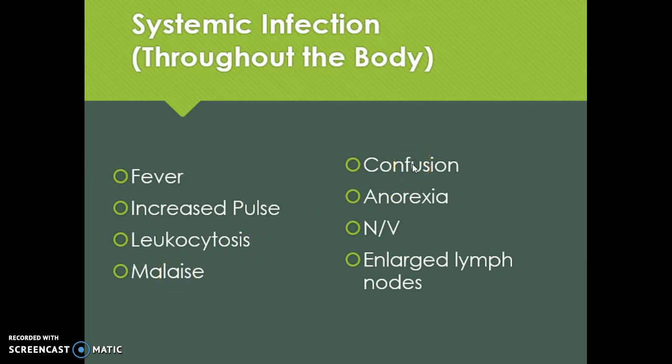Sometimes patients in a systemic infection will be confused. For all of you who already work in long-term care, you know exactly what happens to an aging person who has a urinary tract infection. Anorexia, the patient doesn't want to eat. Nausea and vomiting. Diarrhea often occurs, and enlarged lymph nodes.